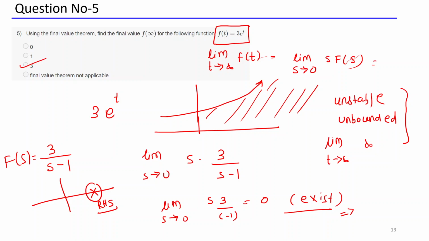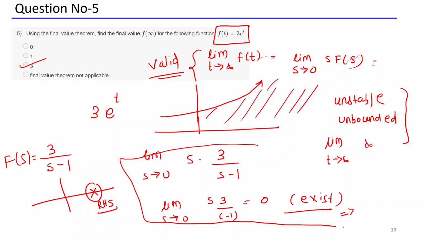So for an unstable system, first of all, you are not able to apply this formula. This formula is not valid. As this formula is not valid, finding out whatever the limit is does not matter, whether your limit exists or doesn't exist. First of all, you cannot apply this formula because it's an unbounded signal.